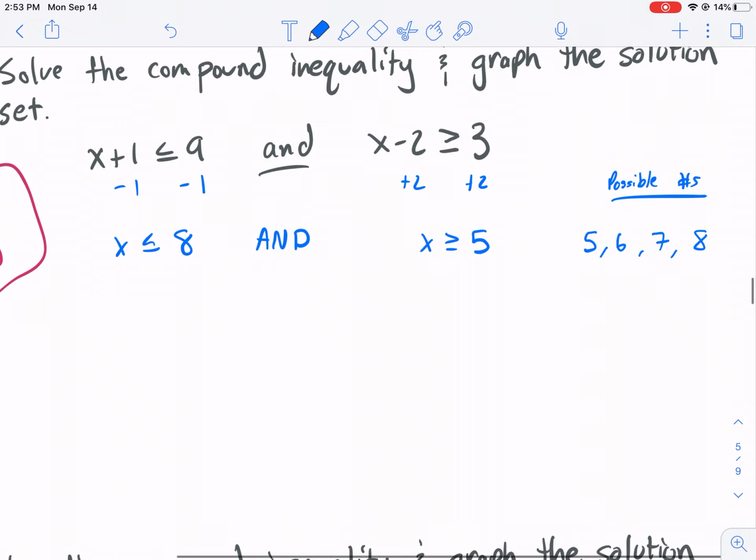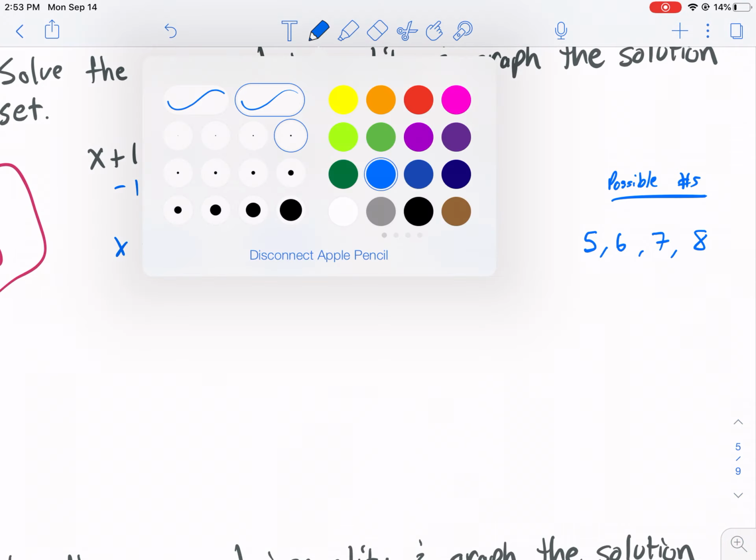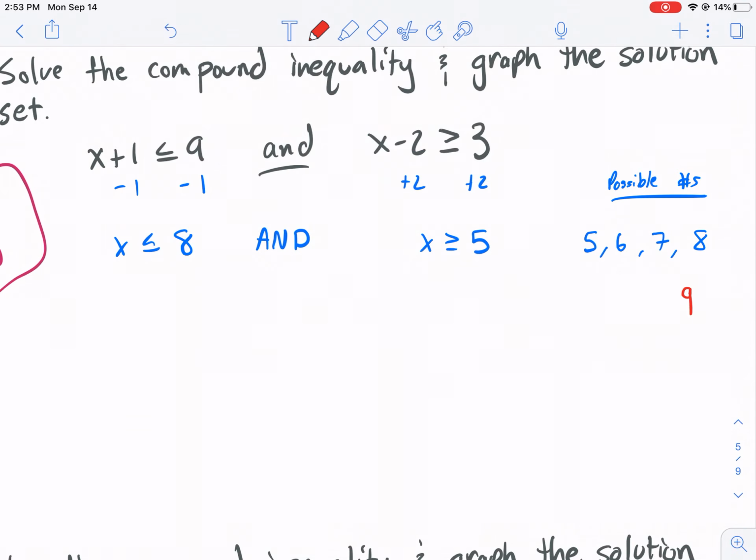What about 9? 9 is excluded. It can't be 9 because it is bigger than 8, and it has to be equal to or less than 8. 8.5 is excluded. 4.5 is less than 5. It can't be that because even though it's less than 8, it's smaller than 5. And then we have obviously negative numbers, 0, and so on. Okay, so we know we have a possible range of numbers right there.